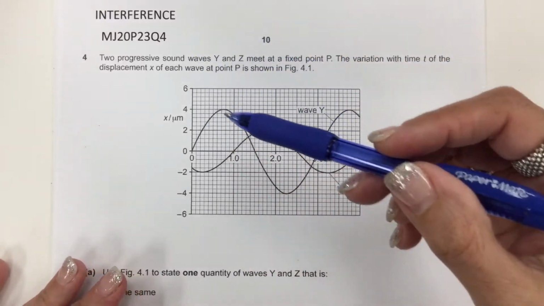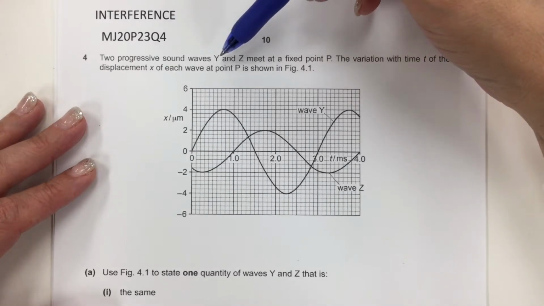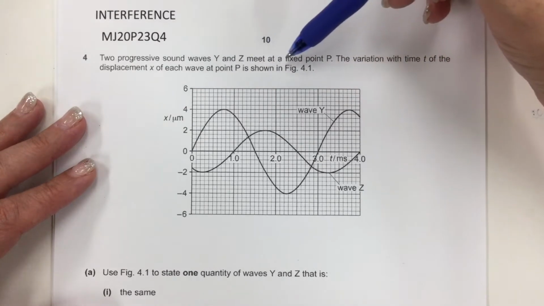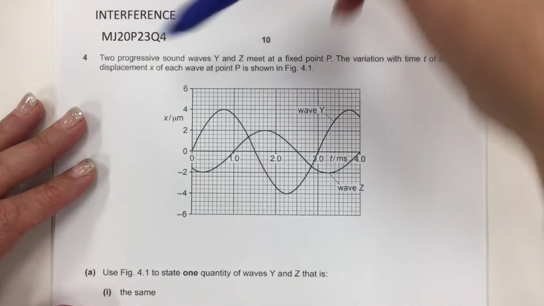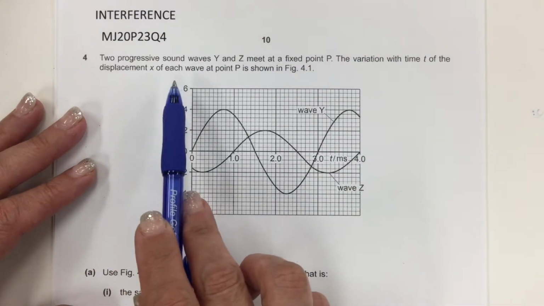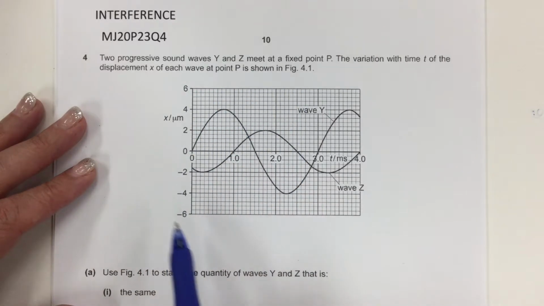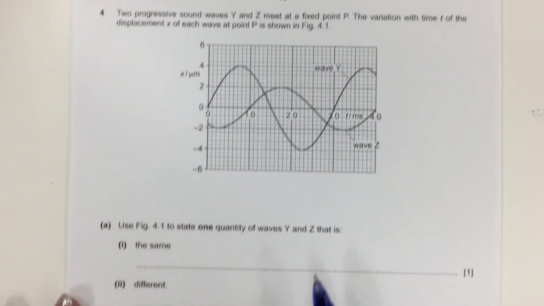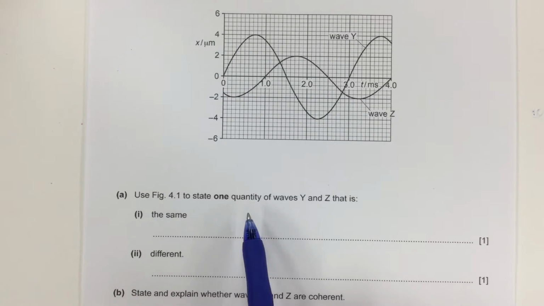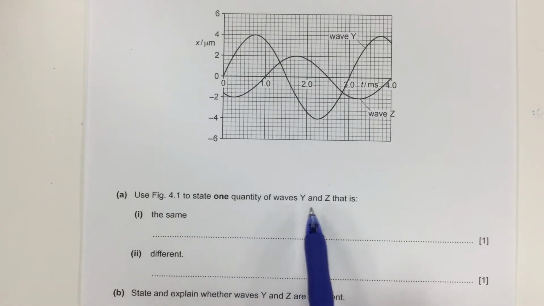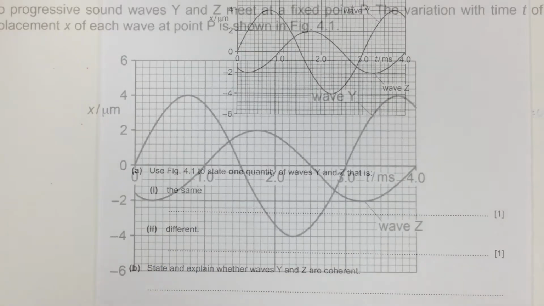Interference structure question. Two progressive sound waves, Y and Z, meet at a fixed point P. The variation with time of the displacement x of each wave at point P is shown in figure 4.1. Use figure 4.1 to state one quantity of waves Y and Z that is the same and different.